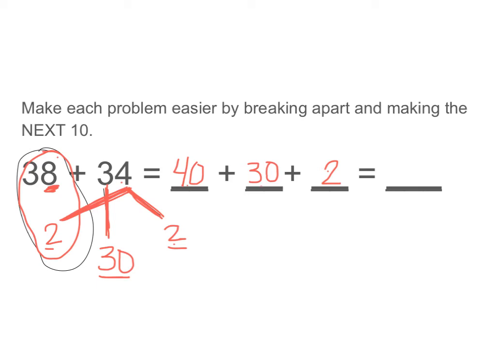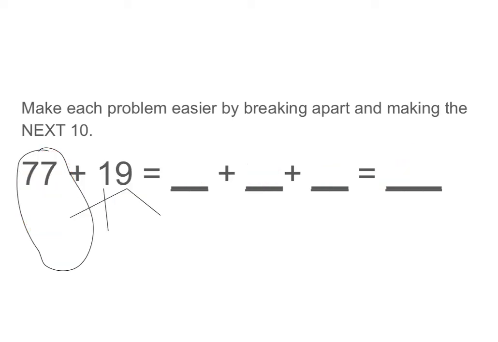40 plus 30 equals 70, plus 2 is 72. All right, let's try another one. 77. It's the ones that's looking for its partner, and 7's partner is 3. So I take that 3 away from the 9, and 9 minus 3 leaves a 6. We didn't touch the 10, so I just bring it down.